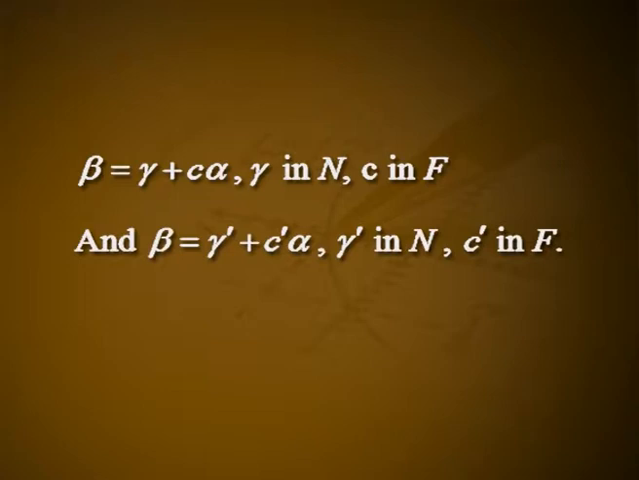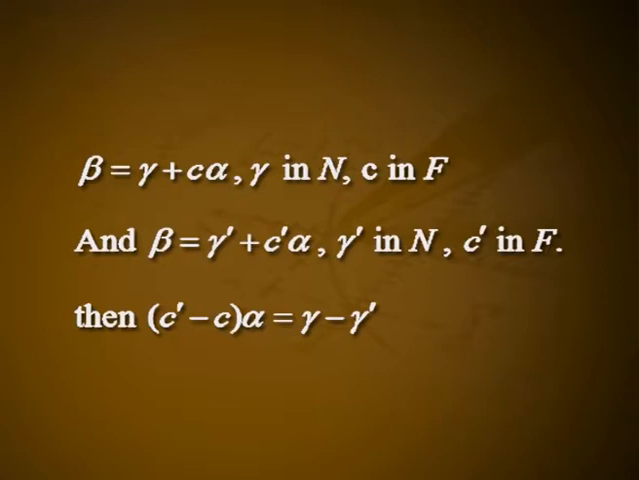Hence, each vector β in V has the form β = γ + cα, γ in N, c in F. We now show that the vector γ and the scalar c are uniquely determined by β. If β has the representations β = γ + cα, γ in N, c in F, and β = γ' + c'α, γ' in N, c' in F, then (c' − c)α = γ − γ'.